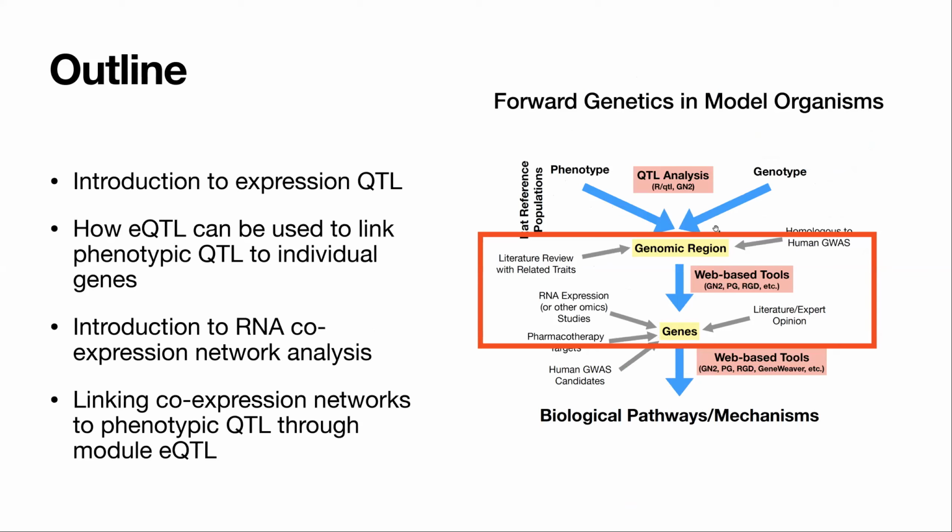Where I'm going to take over is to talk about a slightly alternative pathway to identifying genes underneath a QTL and how we can incorporate RNA expression to link that genomic region or those QTLs with genes. The first half will be about expression QTLs for individual genes or individual transcripts. Then we'll take that a step further and look at co-expression networks and how we can link co-expression networks to regions of the genome or to QTLs of particular phenotypes.